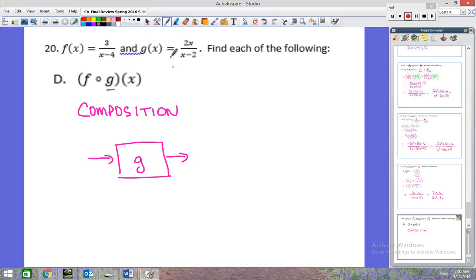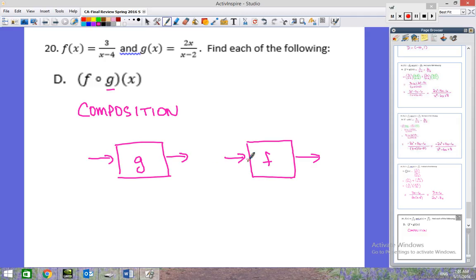So in this case, g takes whatever you give it and it creates this fraction. The numerator is 2 times the input, and the denominator is always the input minus 2. That'll result in some output, and that output now becomes the input for the function f. So that's why I refer to it as an assembly line. The order is important in function composition.